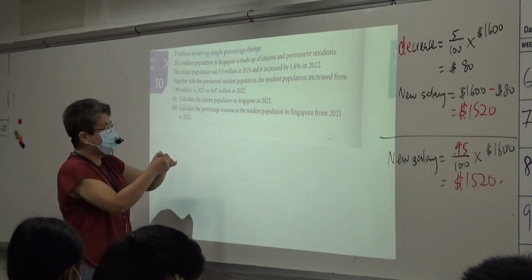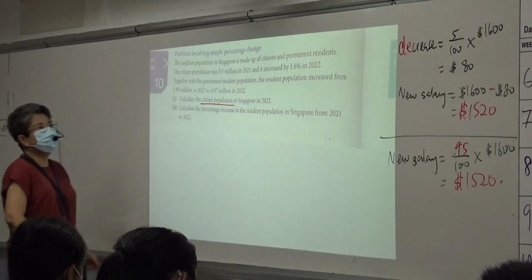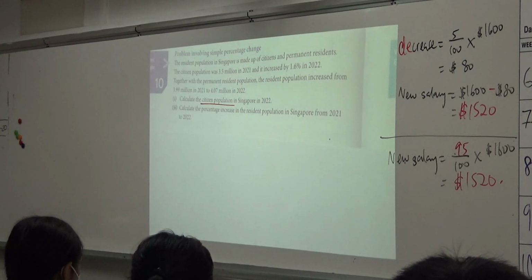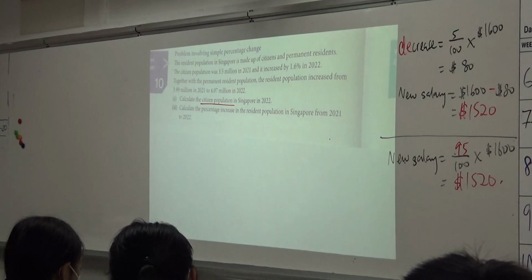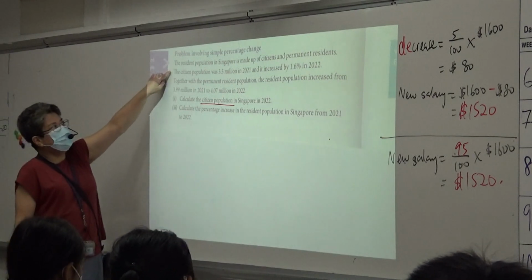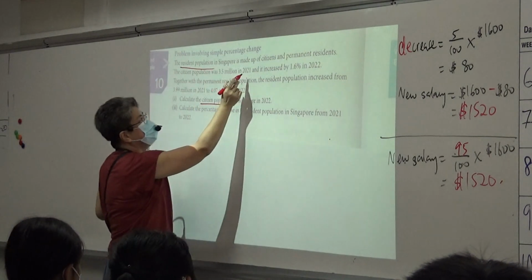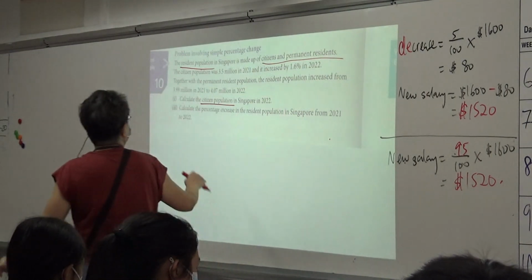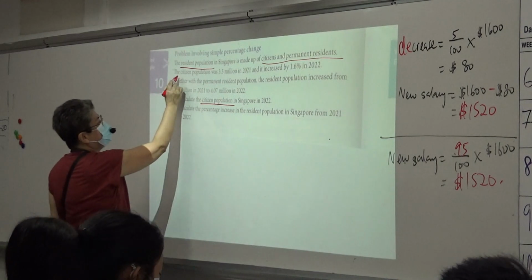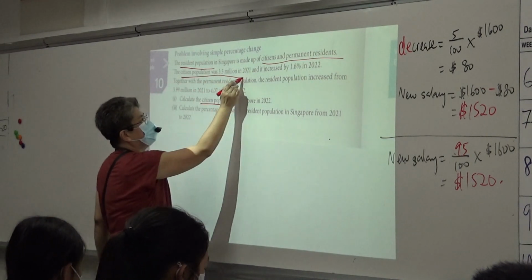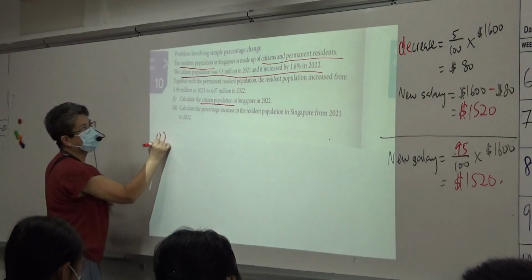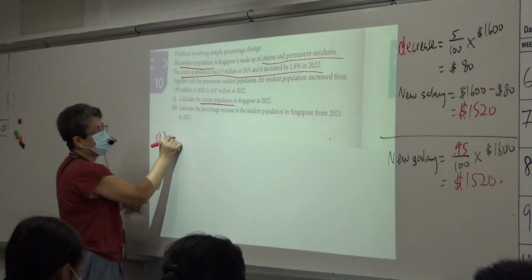Calculate the citizen, you must be careful. What did they say here? Citizen population in 2022. Everybody okay? Do you understand the question? Yes, I repeat. The resident population is made up of these two. Understand? Okay. Now, then the citizen population was this and is increased by 1.6%. So, part one.